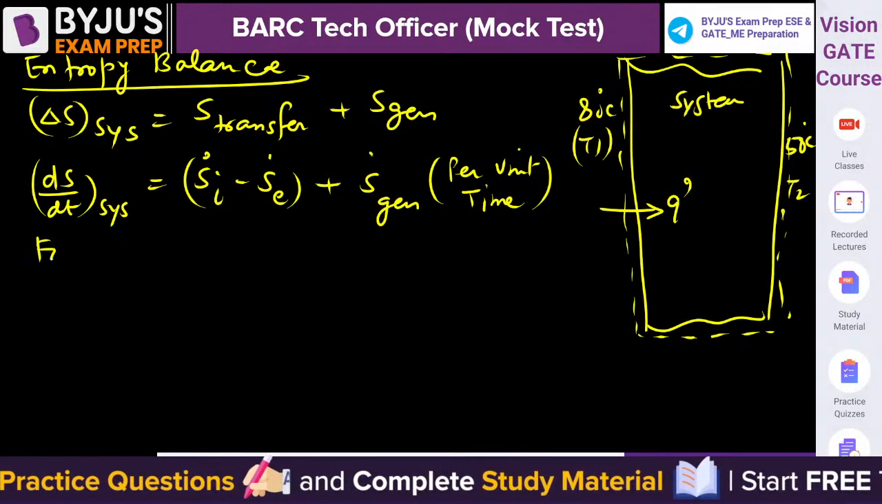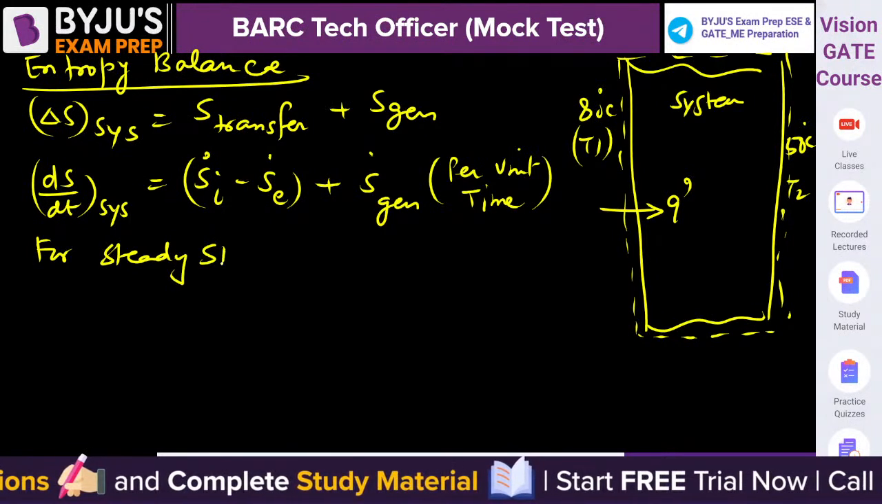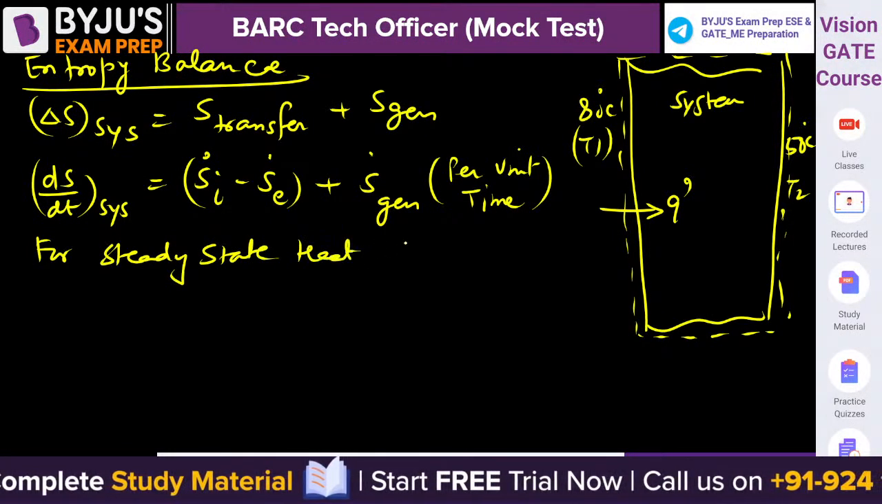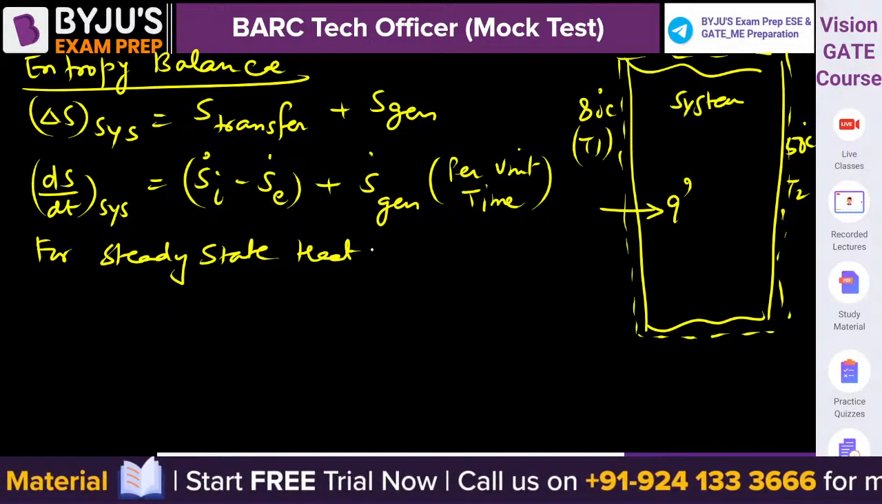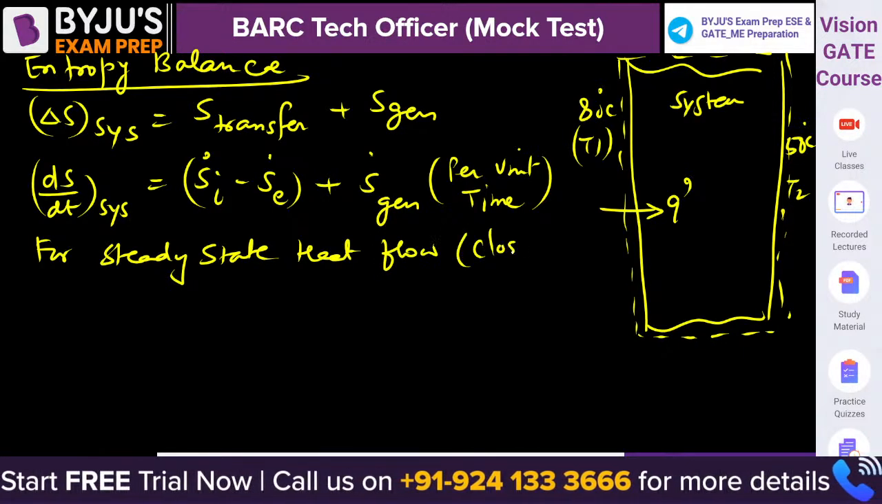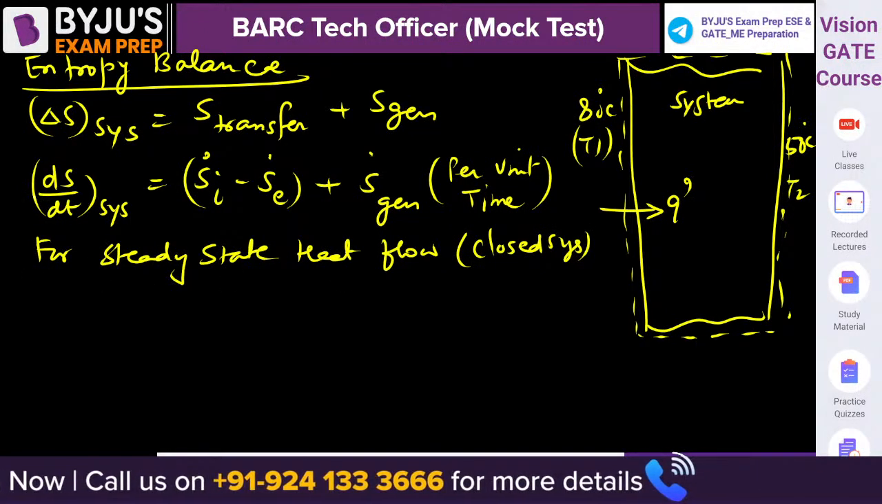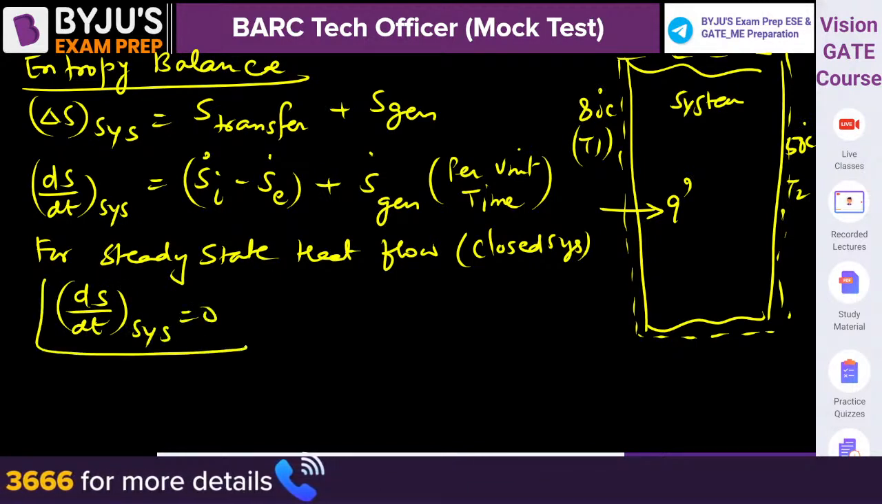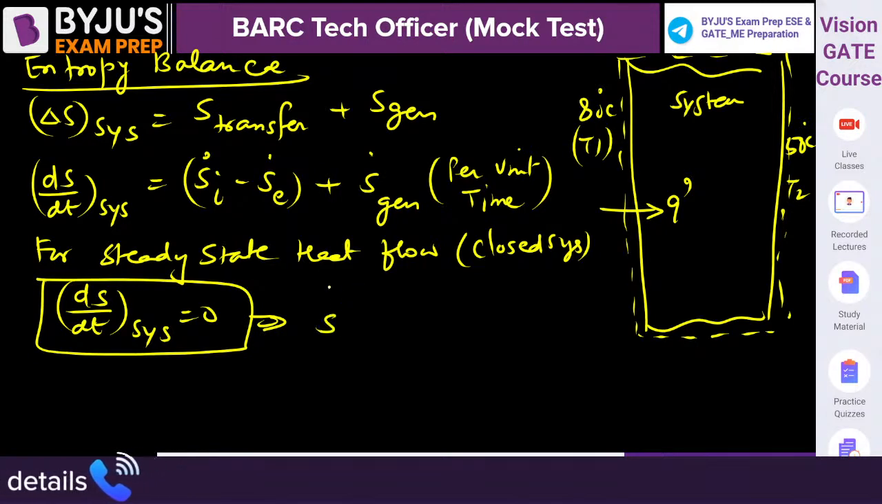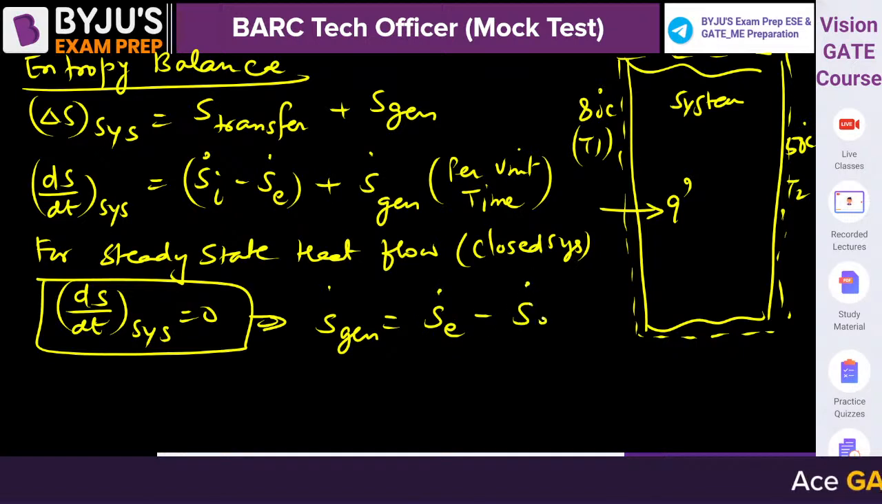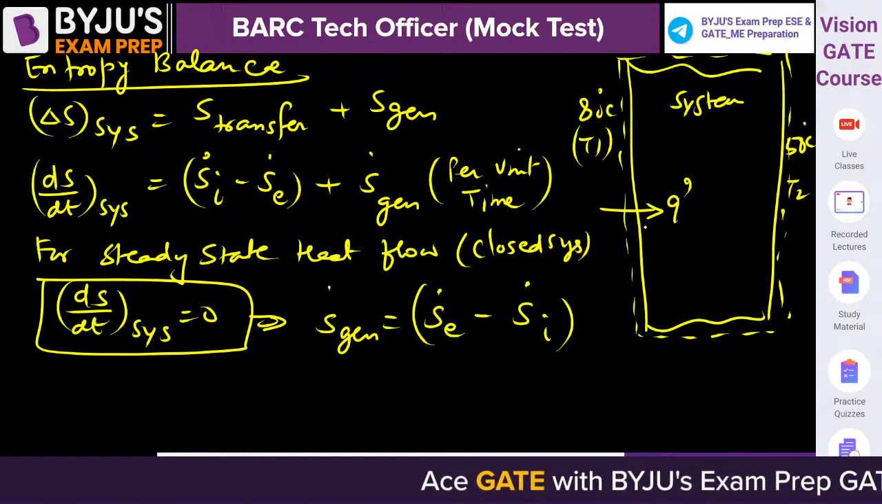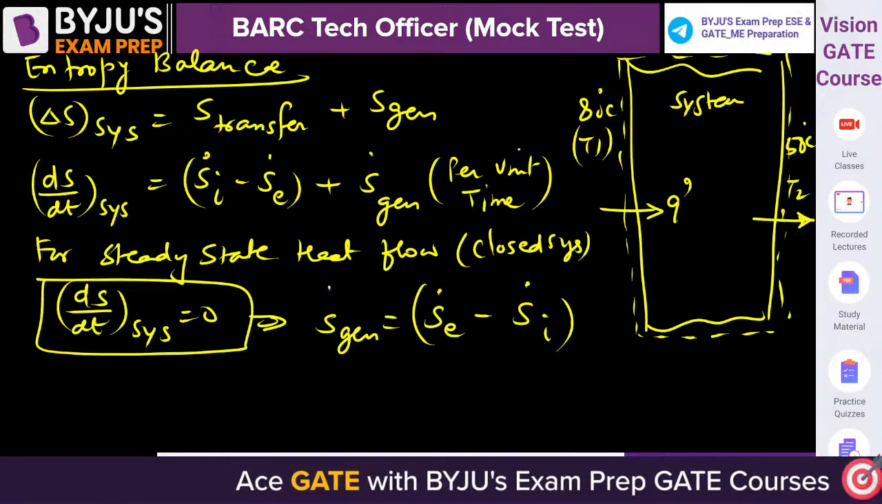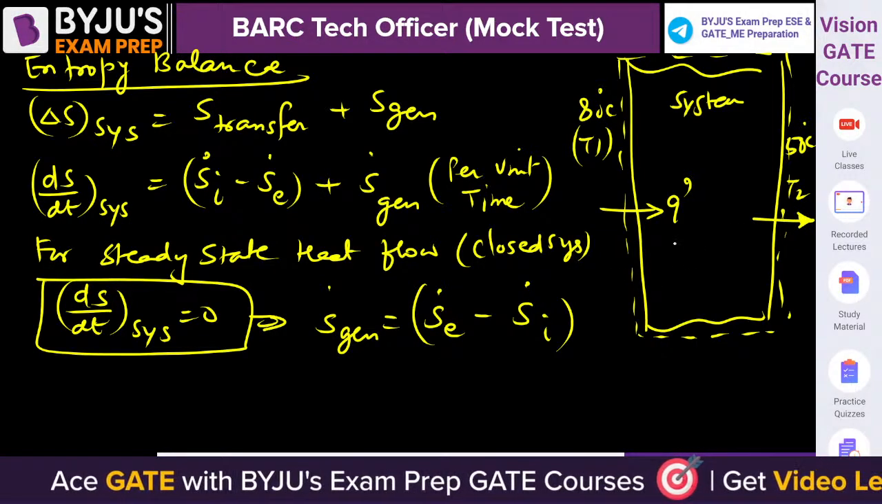And for steady state heat flow, the entropy transfer takes place due to the heat transfer. It is a closed system. For a steady state, we can say this dS by dt of the system will be equal to 0. So if this is 0, entropy generation per unit time is equal to S dot exit minus S dot entry. This is the expression. So entropy transfer takes place along with the heat transfer. So here the heat is leaving. So how much entropy is leaving from the system?